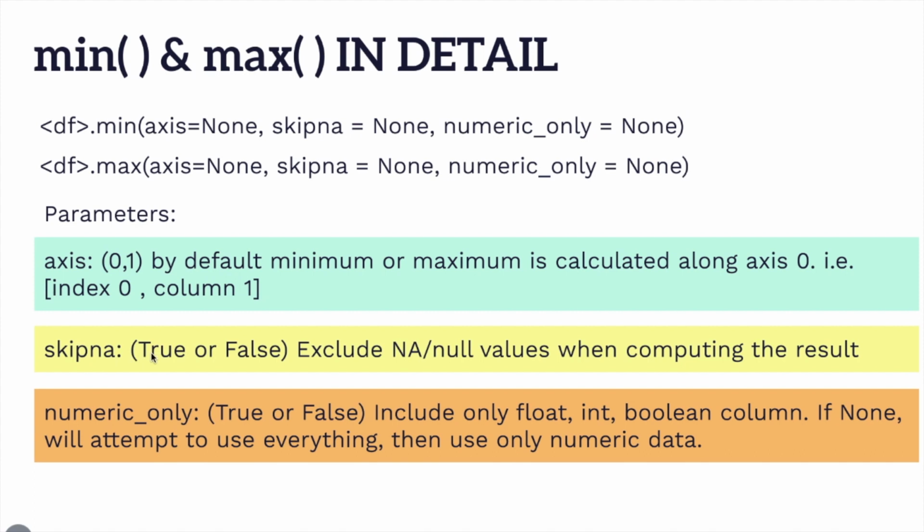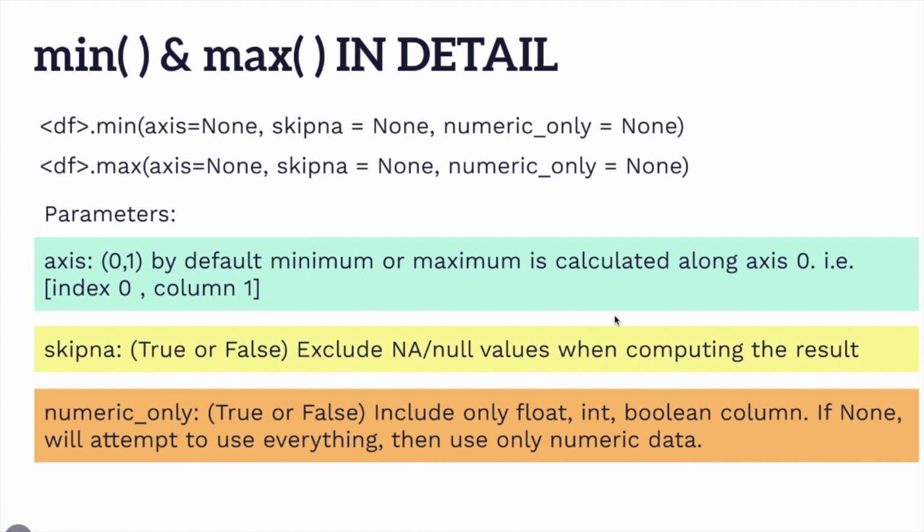The skip NA accepts boolean values, either true or false. The skip NA parameter when passed skips the null value when computing the results. So whenever we have a null value, the skip NA will basically skip that null value. Now let us move ahead to the third parameter, that is numeric only. The numeric only accepts a boolean value, that is either true or false. The numeric only is used whenever we want to display only the numeric values from a data frame.